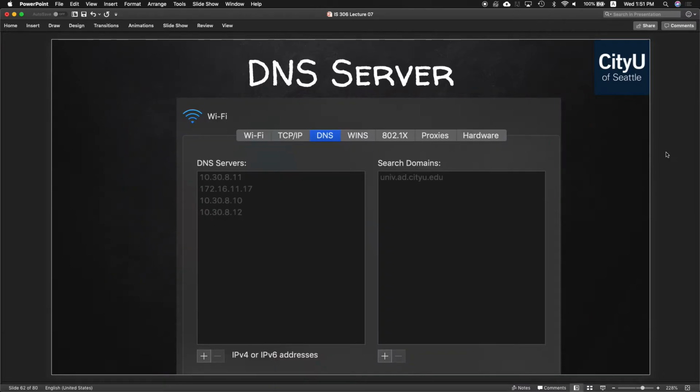Here's just an example. I took a screenshot of my system settings in my Mac, and as you can see, when I click DNS, I do have my own cache. So these are IP addresses you can't see, and these are domains. Domains are the URLs.